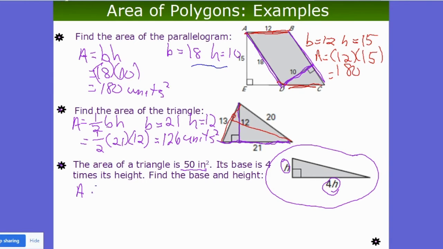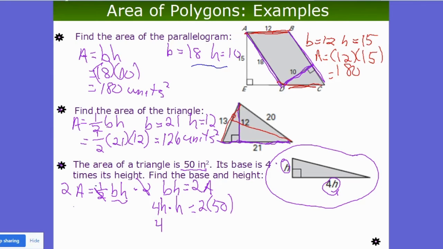So let's see, area equals 1/2 base times height. And they want base and height. They don't want area. We know area. I think the easiest way to do that would be to solve this formula for base times height. You do that by multiplying both sides by 2, because multiplying by 2 knocks out that 2 on the bottom. So base times height equals twice area. So let's look at our base and our height. Substituting in 4h for my base and h for height, it's 2 times the area, which they gave me as 50. So this becomes 4h squared equals 100.